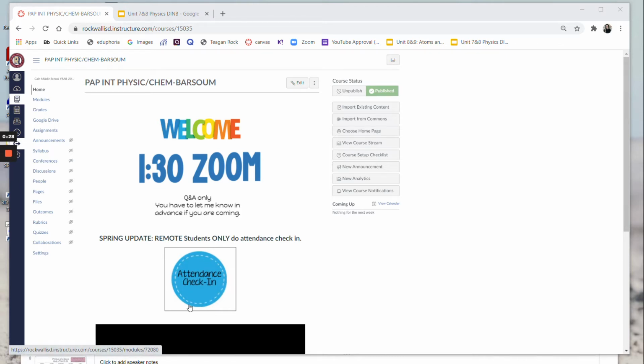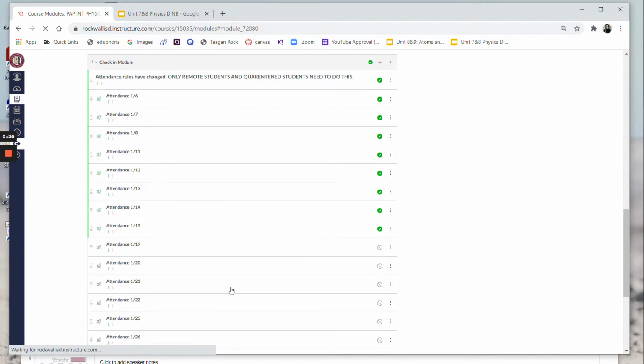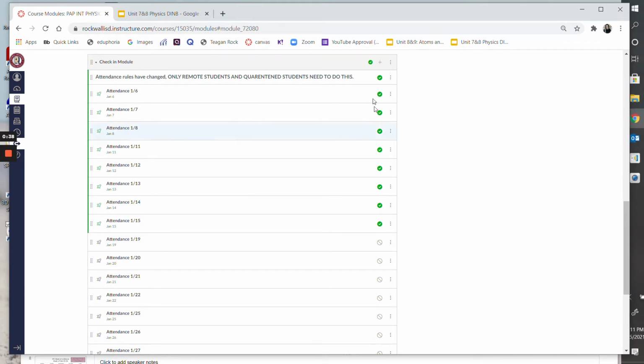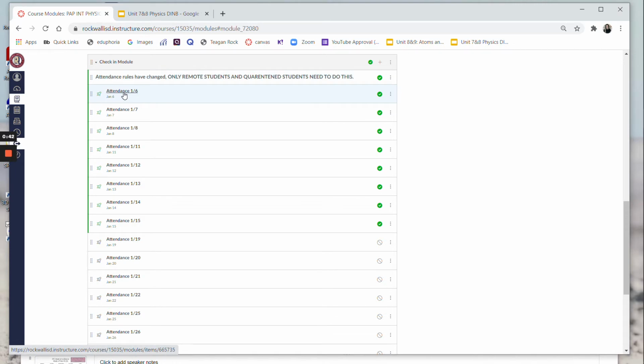And then your attendance check-in is here. Once you click your attendance check-in, it's going to take you to a module, and you will see more than you'll actually see here. But each day you'll do the attendance for that day. To be counted present, you will be directed to this module and it will go to a question just like it always has, a little survey, and you answer it.